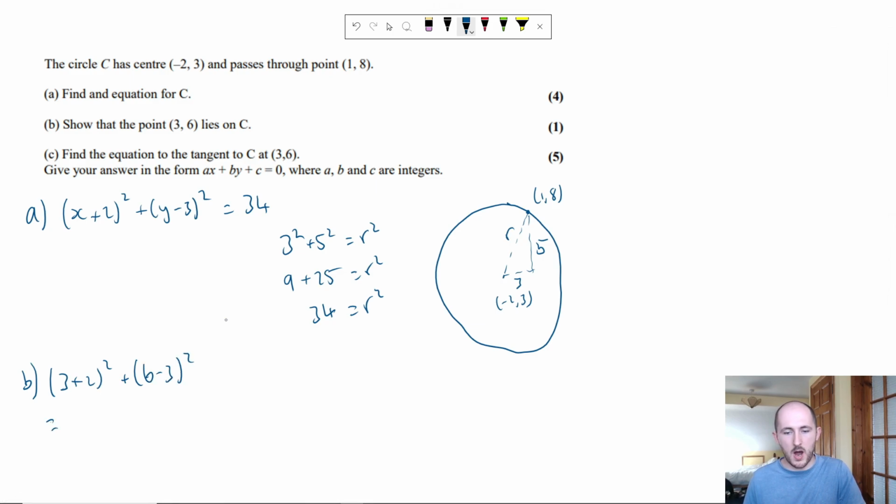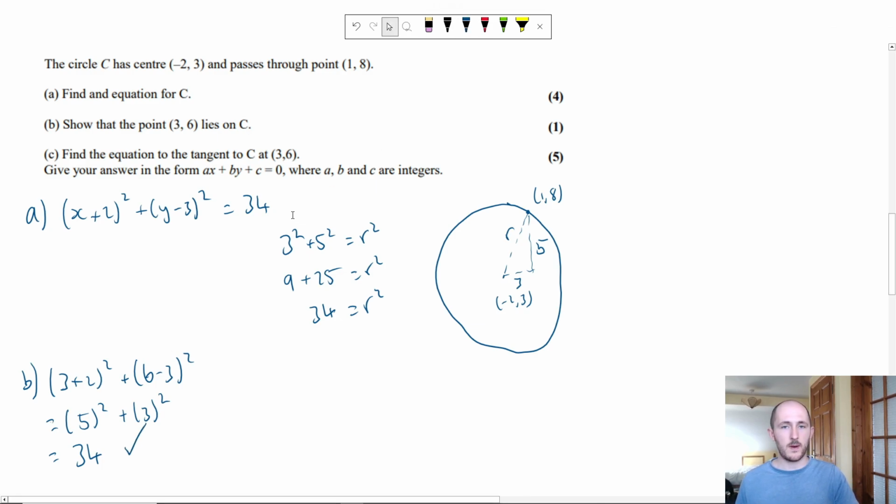What does that give us? Well, I like to do a few extra steps with this question just so the examiner can see that I'm doing something sensible, and then I'll do equals. And if you want, you can use a calculator, but 5 squared plus 3 squared, that is 25 plus 9, which is of course equal to 34. So it is part of this equation. It does lie on the circle.